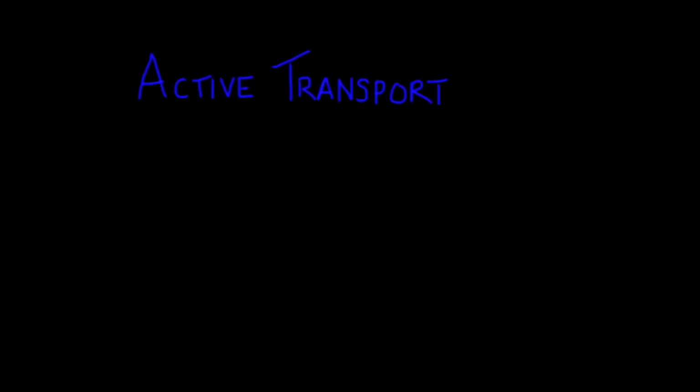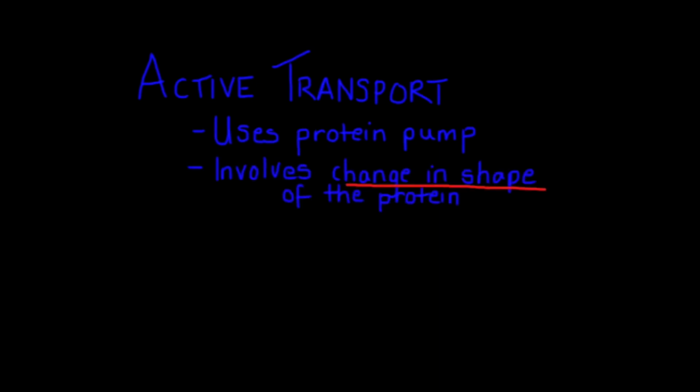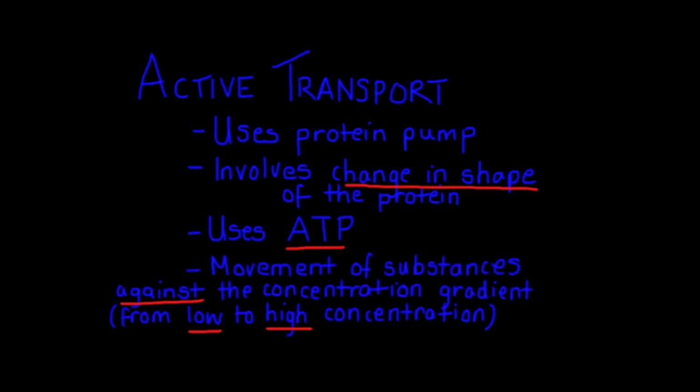Finally, in summary, active transport requires a protein pump, and this changes shape and therefore requires energy in the form of ATP. Active transport moves molecules against their concentration gradient from a region of low concentration to a region of high concentration.